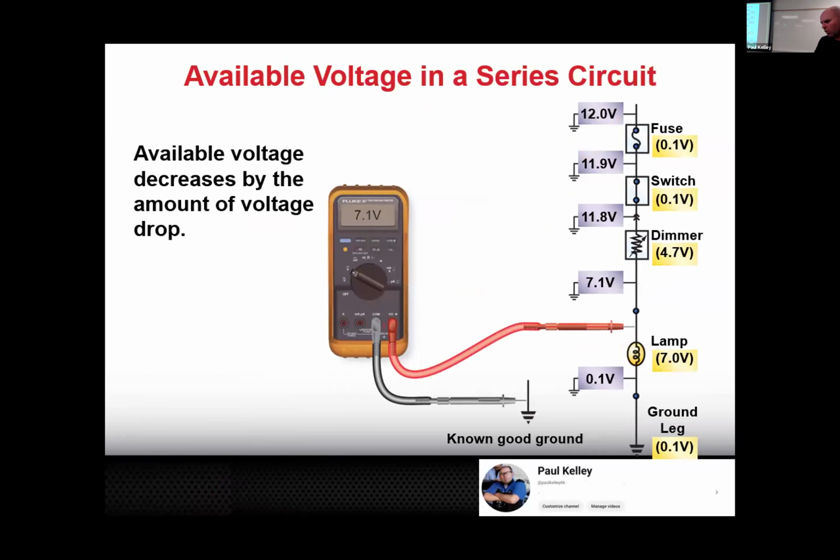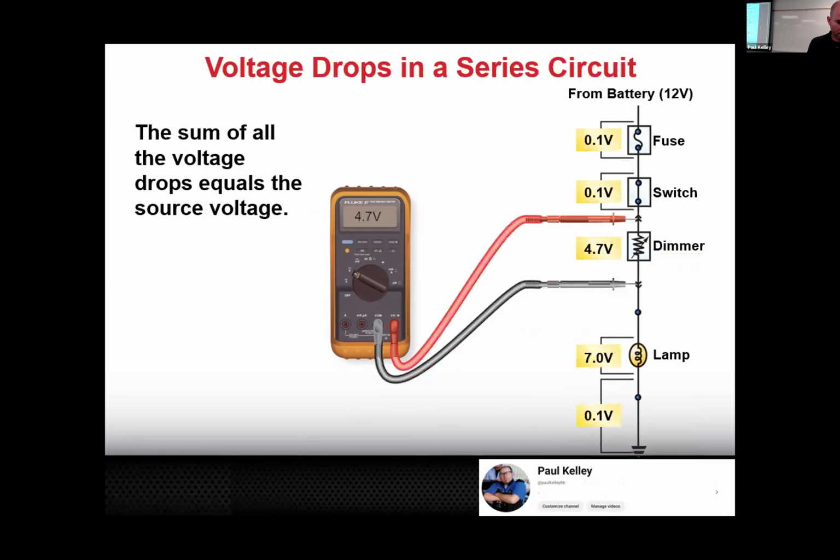Now, there's another way we can test that, and this is what I'm about to show you. If I wanted to know, I would do a different test. I would put my ground lead on chassis ground, and I would do what's called available voltage, which is different. At this point, I'm just probing my red lead along the circuit and measuring what the voltage is. So we started with 12, right? Then I move my red lead down after the fuse, and it's 11.9. If it went from 12 to 11.9, what was the voltage drop? 0.1.